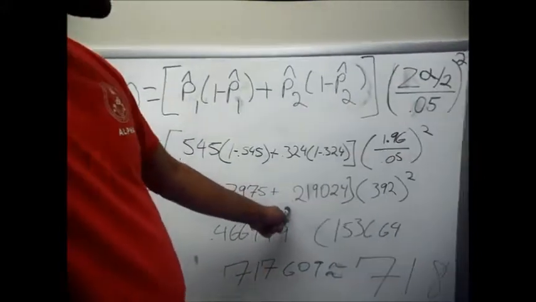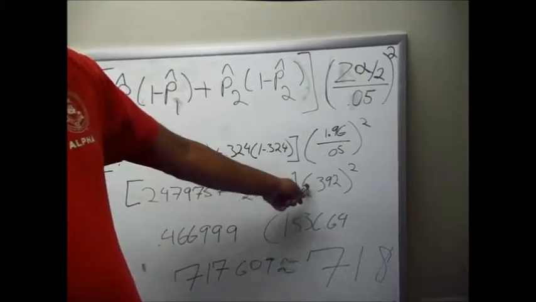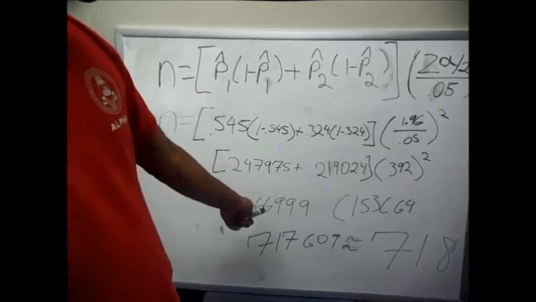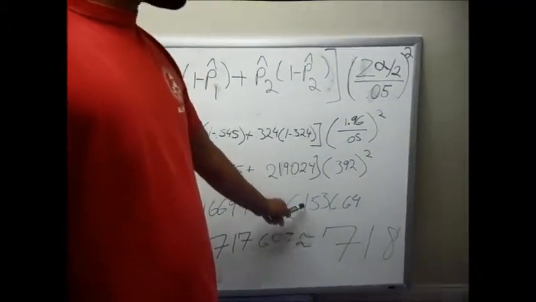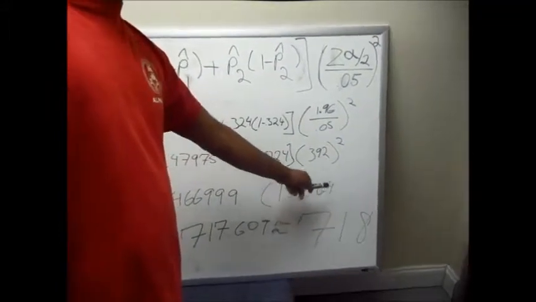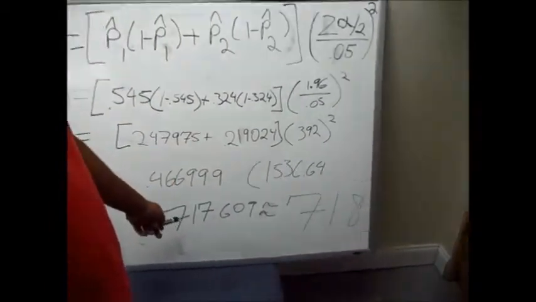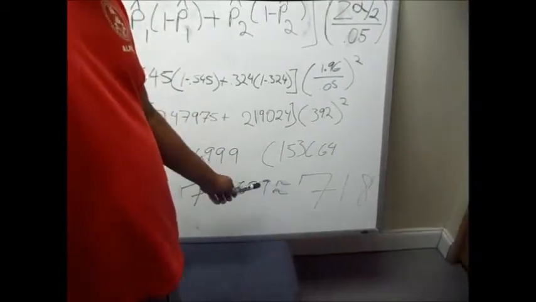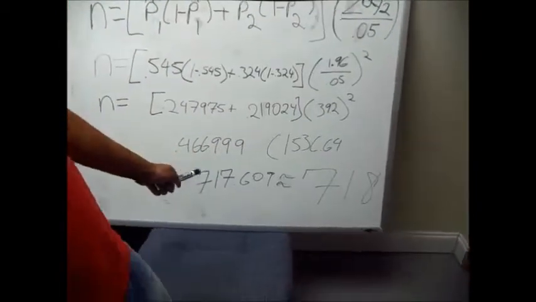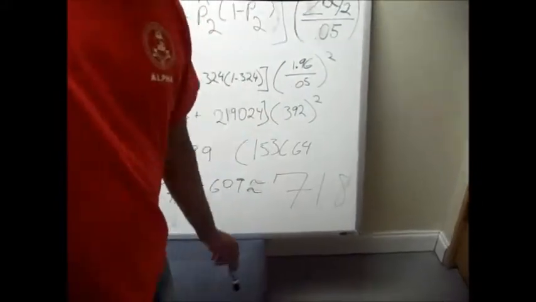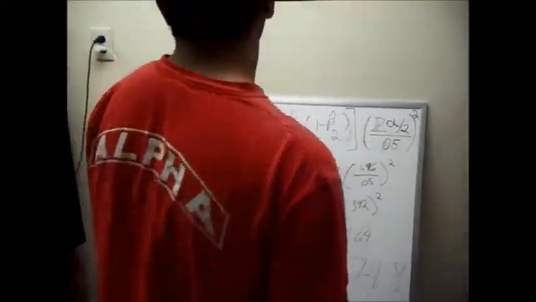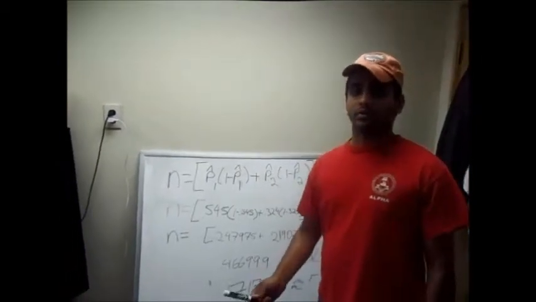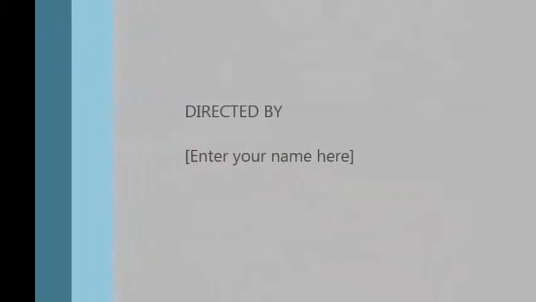0.247975 plus 0.219024 times 39.2 squared. That gives you 0.466999 times 1536.64. So when you do all that, you get 717.609, which you round up because in sample size you're always going to round up no matter what. So you get 718 as your sample size needed to estimate the population proportion difference between males and females in the last election. That's it.